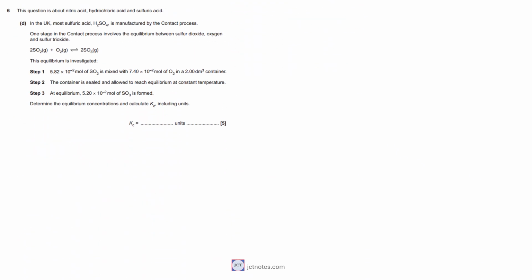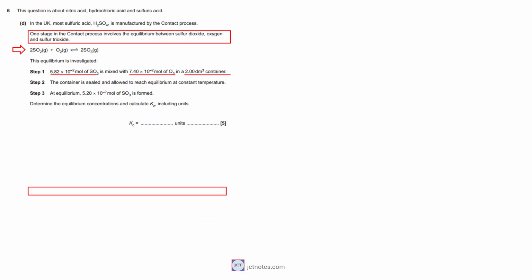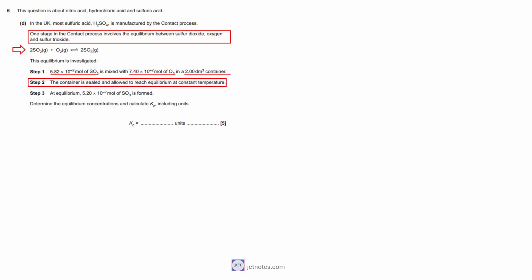In Part D of Question 6, we are given one stage of the contact process that involves the equilibrium between sulfur dioxide, oxygen, and sulfur trioxide. This equilibrium is investigated by mixing 5.82 × 10^-2 moles of sulfur dioxide with 7.40 × 10^-2 moles of oxygen in a 2 cubic decimeter container. The container is sealed and allowed to reach equilibrium at constant temperature.